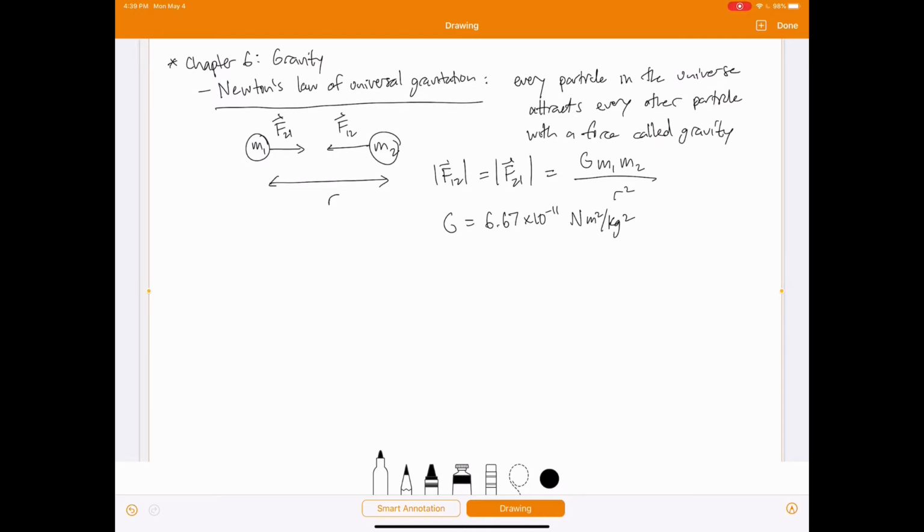Now, of course, you want to keep this separate from little g, which is the acceleration due to gravity. Big G is a universal constant, so anytime you calculate the force of gravity, use the same exact number. Doesn't matter what the two masses are. Any two masses in the universe follows this law.